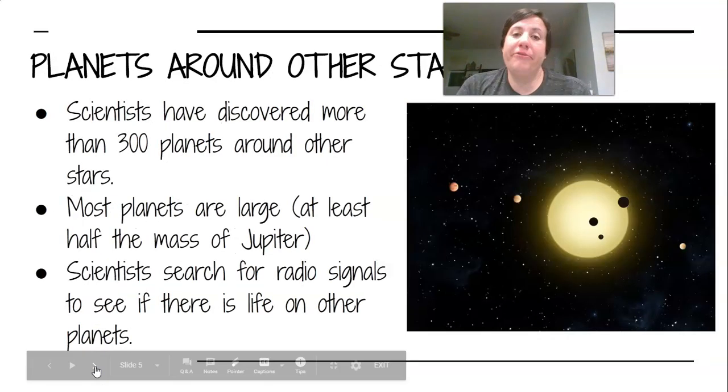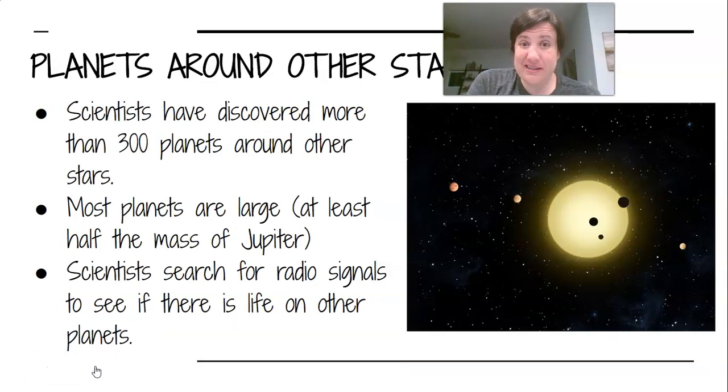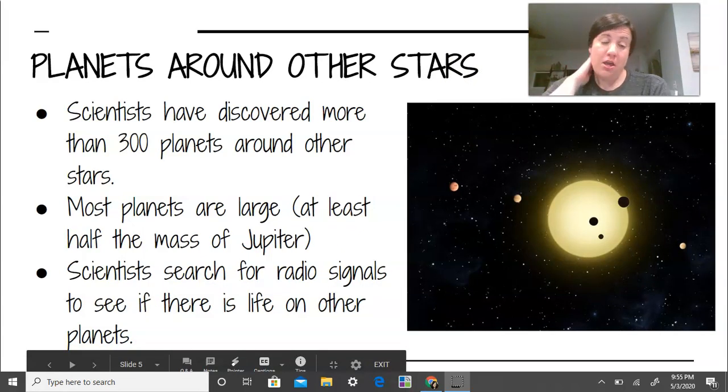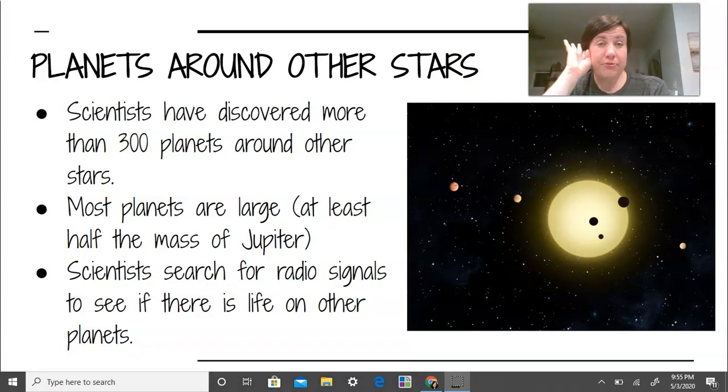Then you have other planets out there. Kind of crazy to think. Let me just move myself over. I'm blocking part of the title. But scientists have found more than 300 other planets out there, not in our solar system. We have eight planets in our solar system. But in other areas out there, remember the three criteria to be a planet: it has to be round, it has to revolve around a star, and then it has to have a clear orbit.